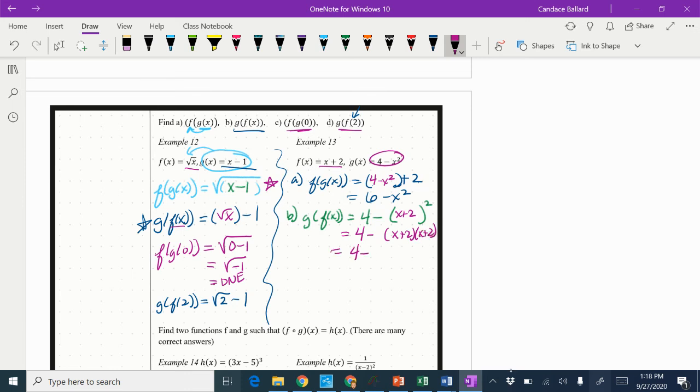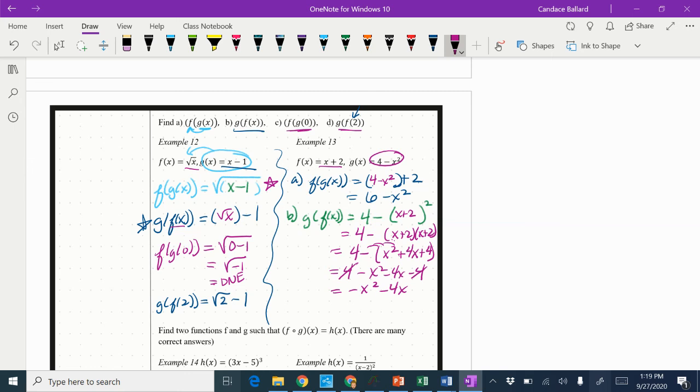You need to be really careful with that negative sign. So x times x is x squared. x times 2 is 2x, but I have 2 of them because I have the middle 2. So 4x, and then 2 times 2 is 4. I'm going to distribute in that negative. So negative x squared minus 4x minus 4. You'll notice I have a positive 4 and a negative 4, so this one simplifies to negative x squared minus 4x.